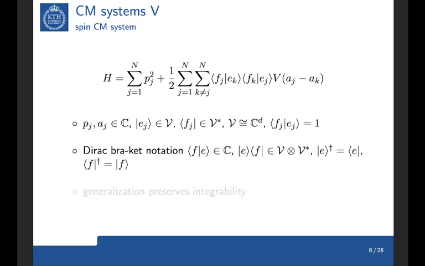Of course, the system is not well defined without Poisson brackets, and these would also be needed to make statements about integrability. I won't write down the explicit Poisson brackets between the f_j and the e_j, but I'll write down the equations of motion for the system on the next slide. It just suffices to say that this is a generalization of the conventional CM system and it preserves integrability.